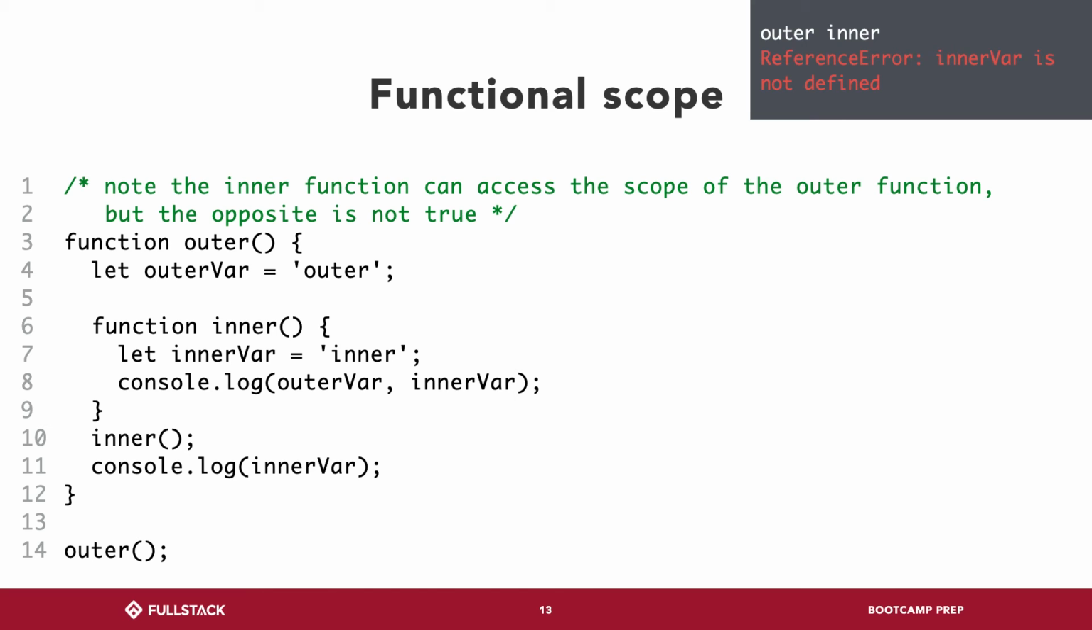Line 14, I am just invoking outer. It declares this, defines that, calls inner, declares this, console.log logs that, done running, calls console.log, reference error. It never finishes the function because of the reference error.